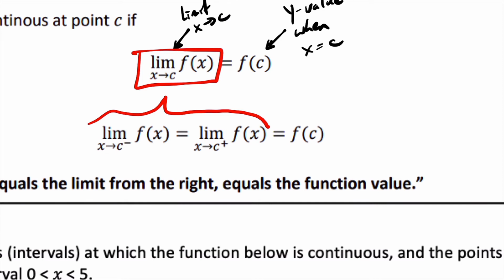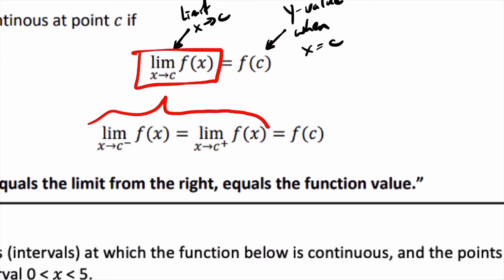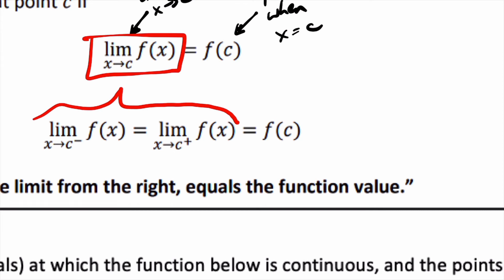I need to see that this equals this, or you can say that this is the same as this is the same as this, or one of them isn't true, and you're done. That is the definition, not words, right? There's no words here. This is the mathematical definition. So that's how you show it, and that's how we're going to show it.